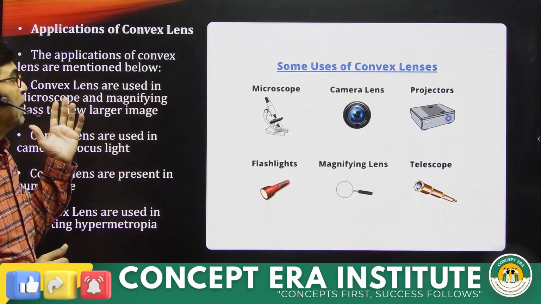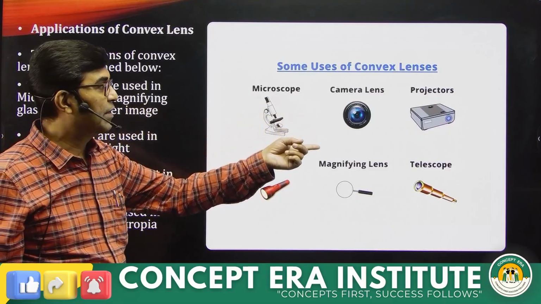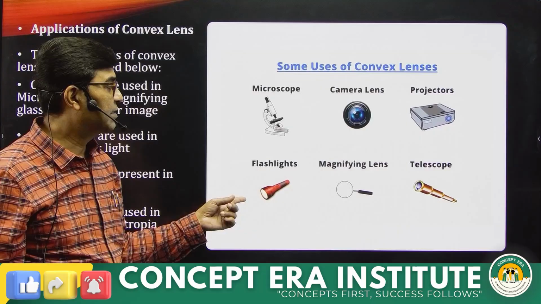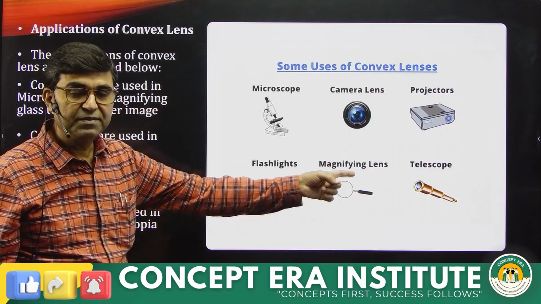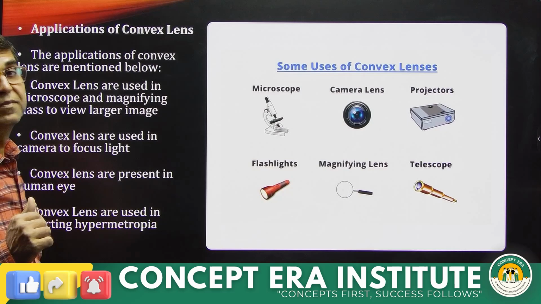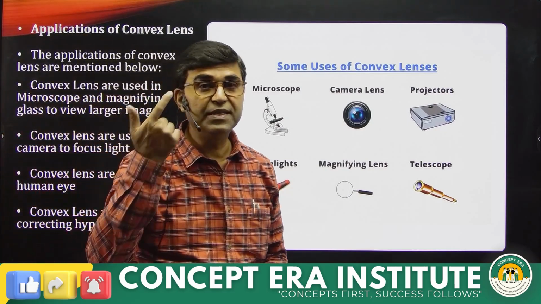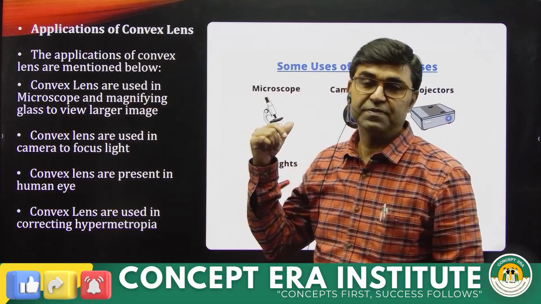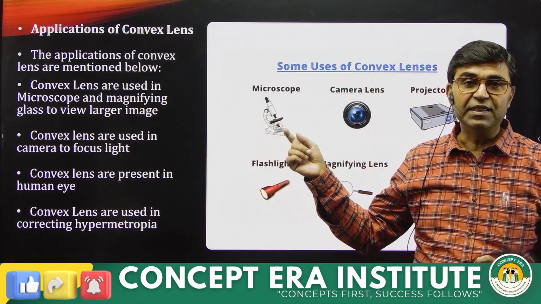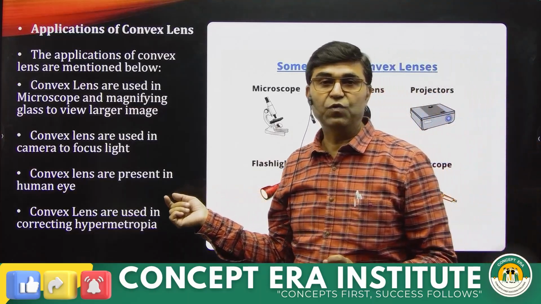Now, coming to some applications of convex lenses: microscope, camera lens, projectors, flashlights, magnifying lens, telescope. And one very small convex lens is inside our eyes. That is the crystalline lens, also called the eye lens. That will be taken up in the chapter of human eye and the colorful world.